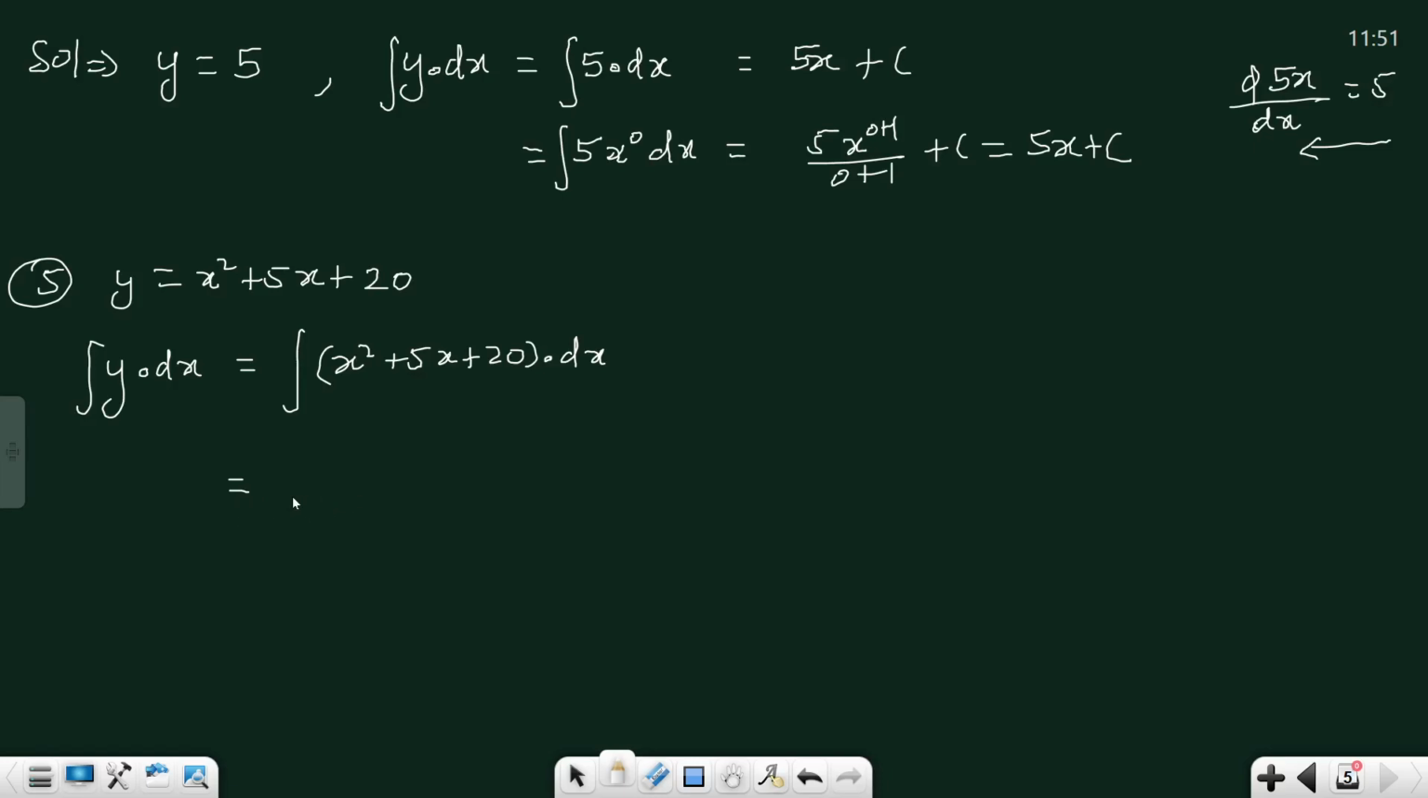So when you integrate x square, you will get x to the power 3 by 3. Clear? When you integrate 5x, you will get 5x square by 2. When you integrate 20, you will get 20x, and plus c will be there. Clear? So this is the final answer.